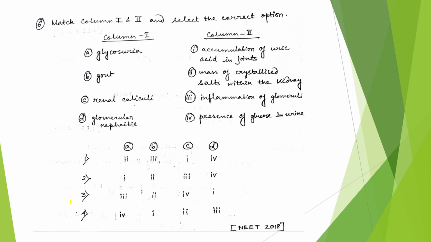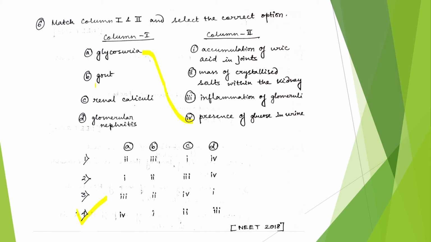Now coming to the next question, match column 1 and column 2 and select the correct option. See, glycosuria, I have already told you, glycosuria means presence of glucose in urine, so A will match up with option 4. See where A pairs with option 4. A pairs with option 4 in option 4. So the correct answer would be option 4. In this type of question you can answer the question in 1 second if you know any of the matching pairs. So it is very scoring and very less time consuming, so you must try to attempt this kind of question.